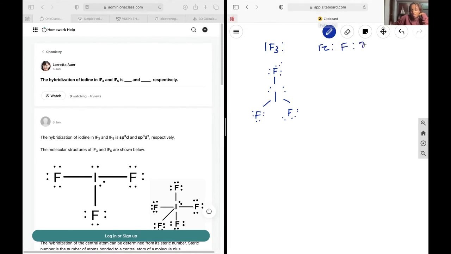Fluorine is going to be 7 minus 6 minus 1, 0. Iodine is going to be 7 minus 3 minus 4, 0. So they both have a formal charge of 0, and this is my best structure. Now I check the steric number. I have 3 attached groups plus 2 groups that are lone pairs. So my steric number is going to be 3 plus 2, which is 5.